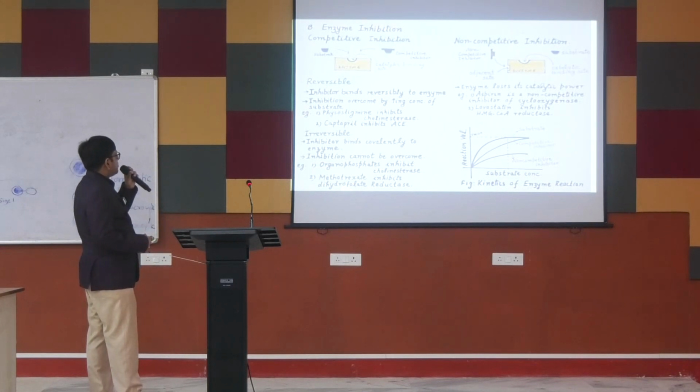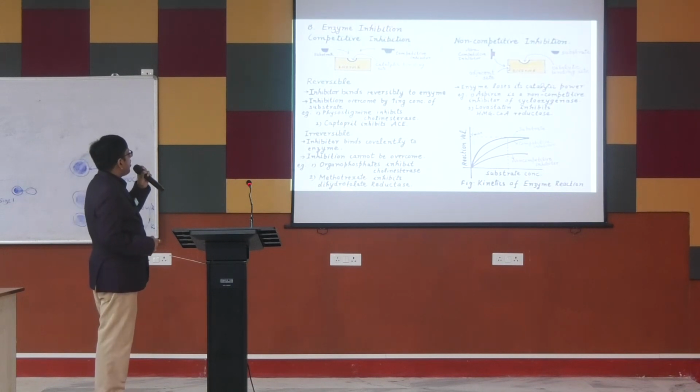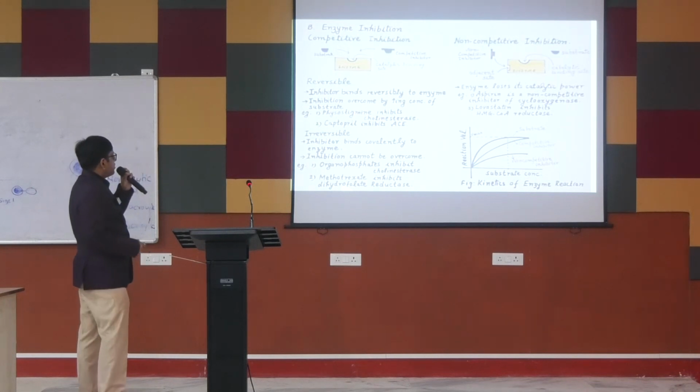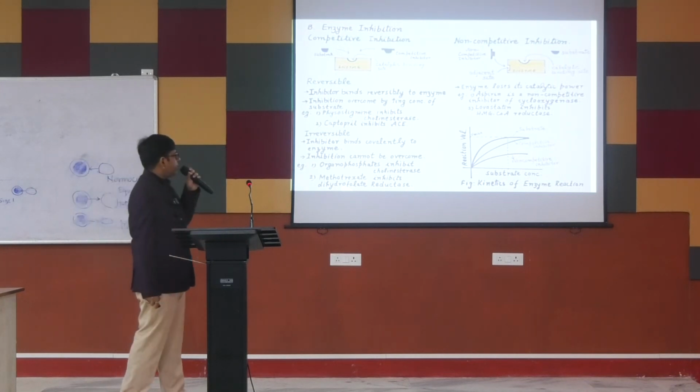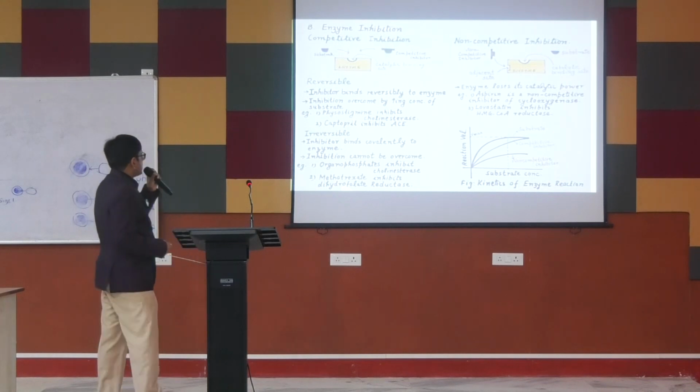If this is a reversible inhibition, then if you increase the substrate concentration, the substrate can displace the drug, and the disease process can again continue. The example of a reversible inhibition is physostigmine inhibiting cholinesterase. Only when you study the cholinergic system will you understand this.